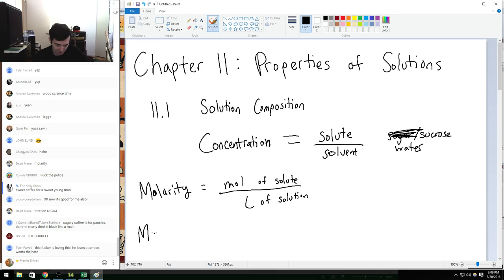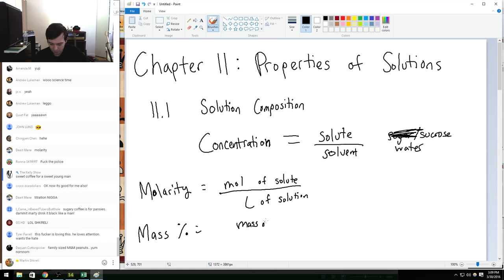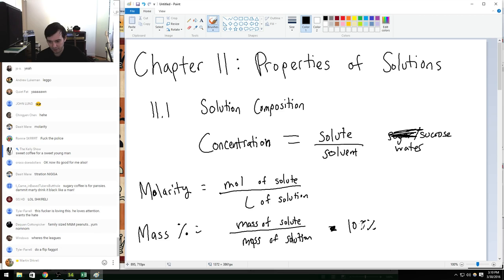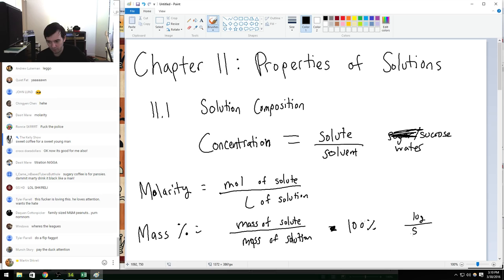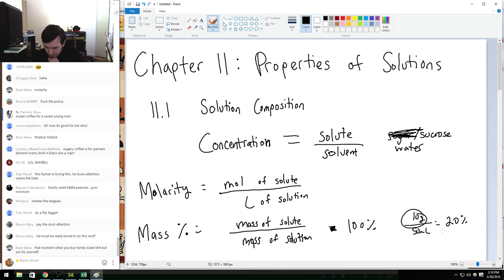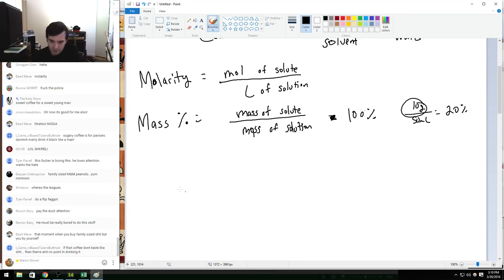So let's learn another way, mass percent. Mass percent. This is the mass of the solute divided by the mass of the solution. This makes a lot of sense to me, right? If you have something that's 10%, you have to express it as a percentage, so you multiply it by 100%. So if you have 10 grams of sugar in 50 milliliters of water, that's what, 1 over 5, a 20% sugar solution, right? So that makes sense. That's another way to do it.